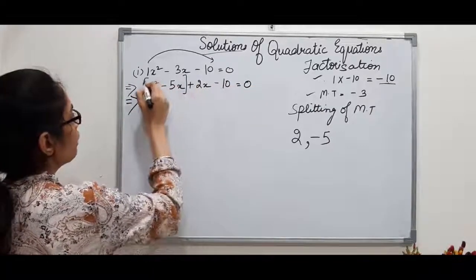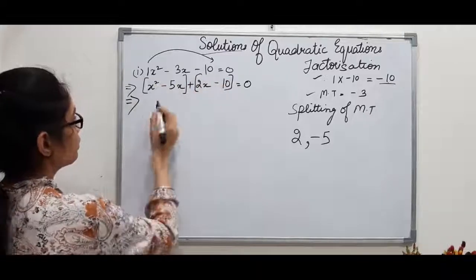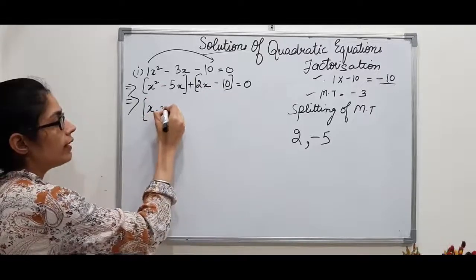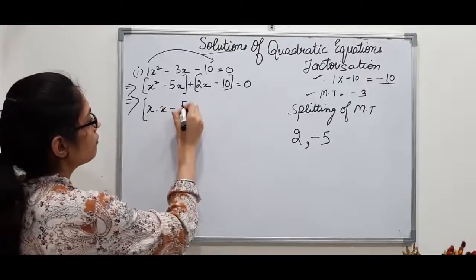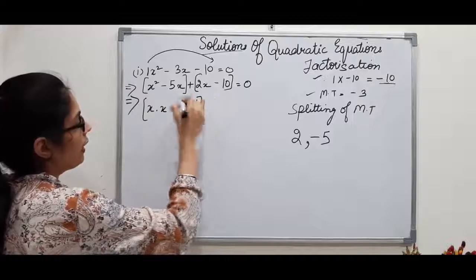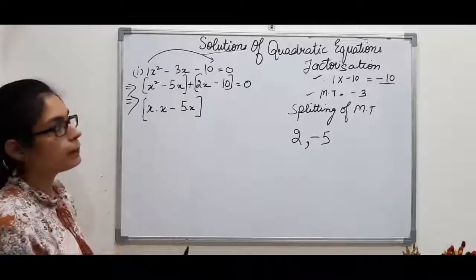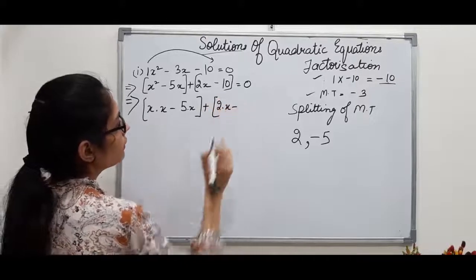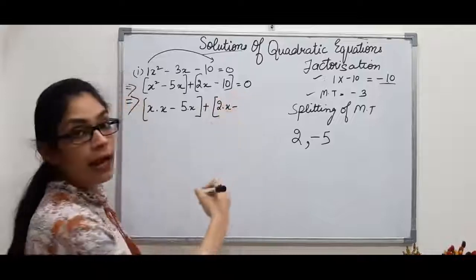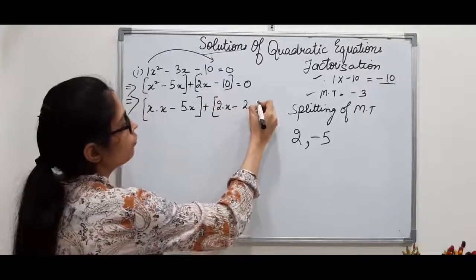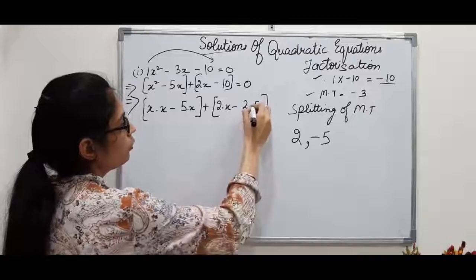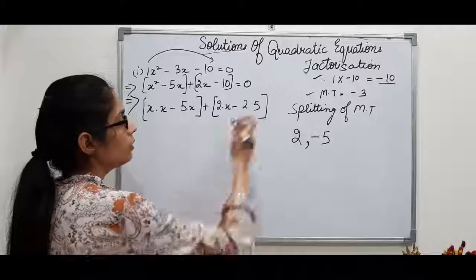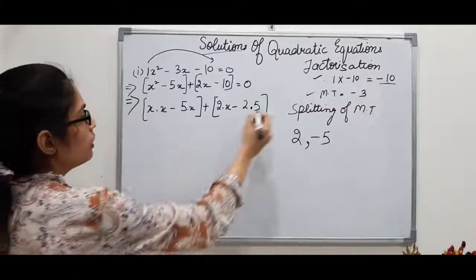Now we have to make two pairs. So one pair is this, one pair is this. So I'll just write it down in a simpler form. x square I can write x into x, minus 5x, 5x I can write as it is, or 5 into x, dot means multiplication, plus 2x I will write as it is, 2 into x, 2 dot x. 10 I can write 2 into 5. You can put a sign of multiplication if you are getting confused, but dot means multiplication, is equal to 0.